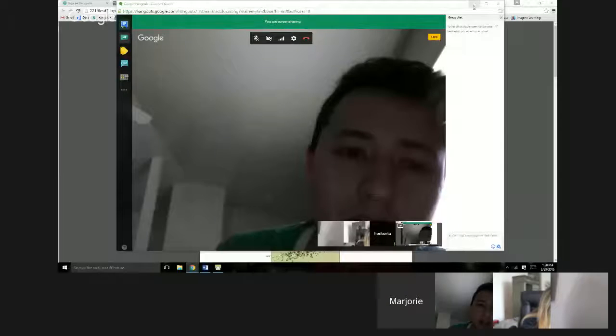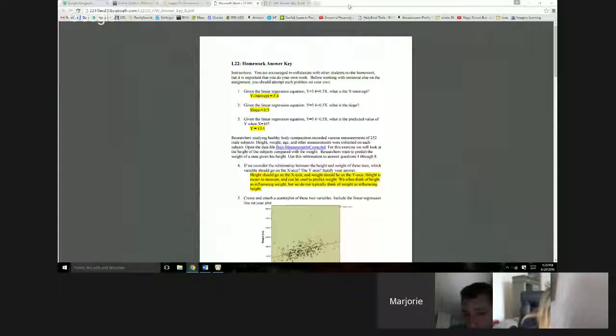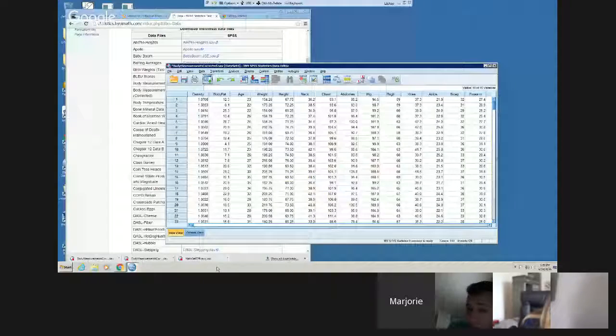Okay, I'll read it. Researchers studying health body composition recorded various measurements of 252 male subjects. Height, weight, age, and other measurements were collected on each subject. Open the data file of body measurements corrected. For this exercise, we will look at the height of the subjects compared with the weight. Researchers want to predict the weight of a man given his height. Use the information to answer questions 4 through 8.